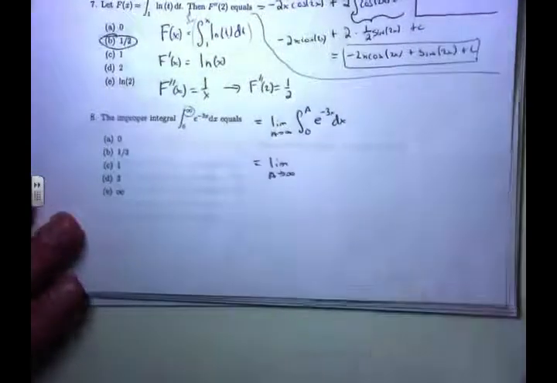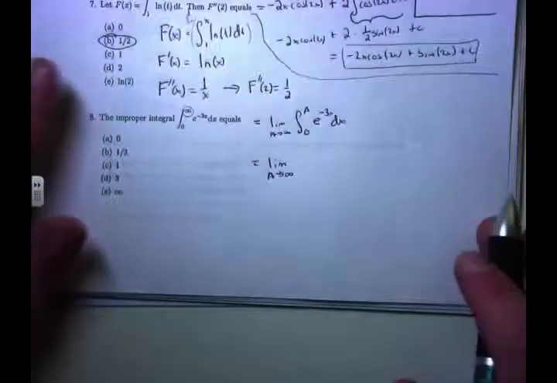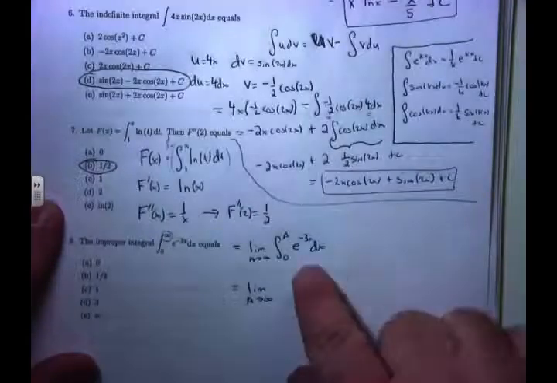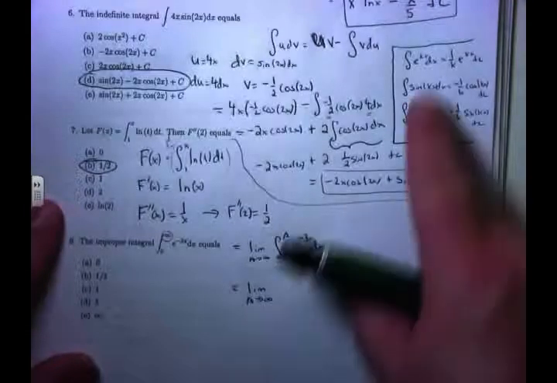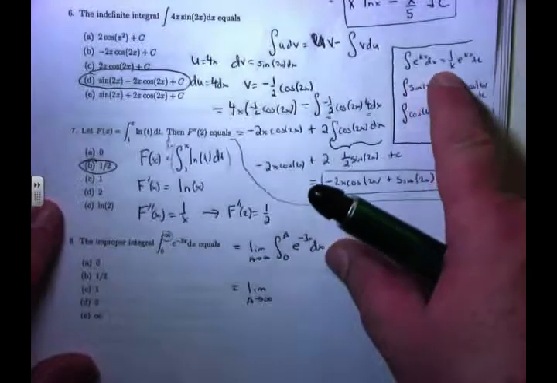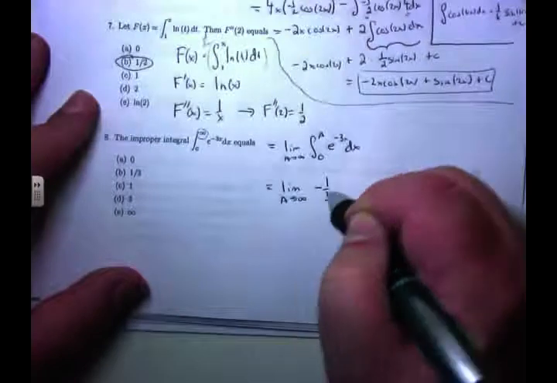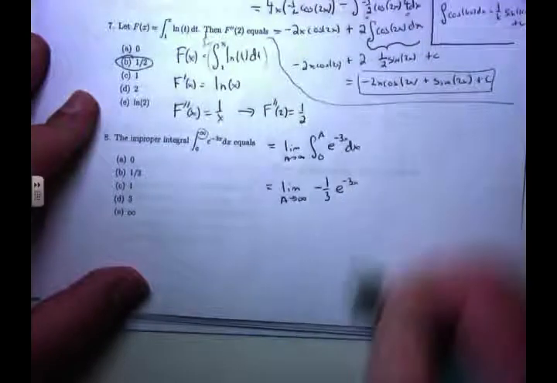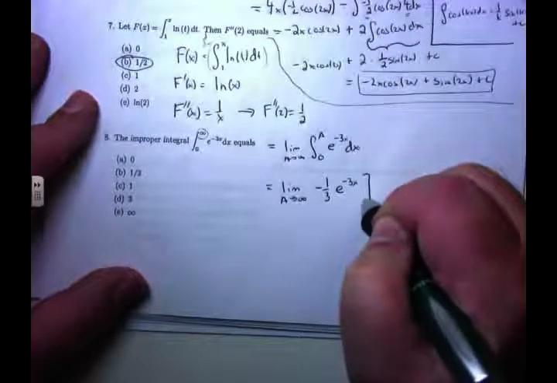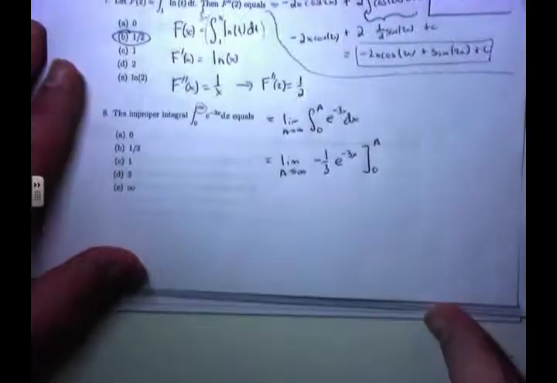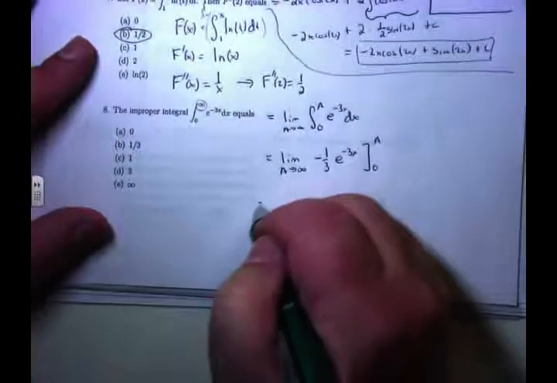Luckily, this is an easy integral. Remember, I haven't used a calculator yet. I'm not allowed to. The integral of e to the negative 3x dx is of the form e to the kx dx, which is 1 over k e to the kx. So the integral of this would be negative 1/3 e to the negative 3x, evaluated from 0 to a. Fundamental theorem of calculus: plug in top minus plug in bottom.